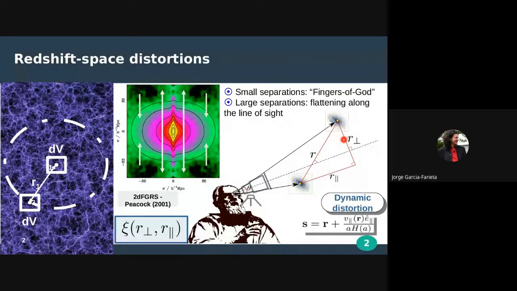Redshift space distortions are among the most powerful probes for gravity theories. What we have here is a picture of the two-dimensional correlation function, just to show the two important effects. One in the nonlinear regime, the so-called fingers of God, where the velocities of the cosmic tracers exceed the Hubble flow, and on larger scales, we have the Kaiser effect.